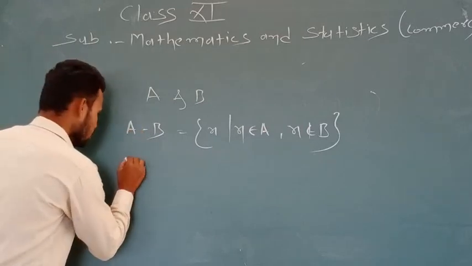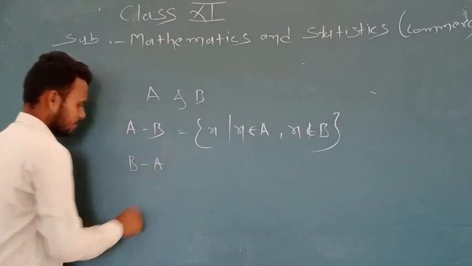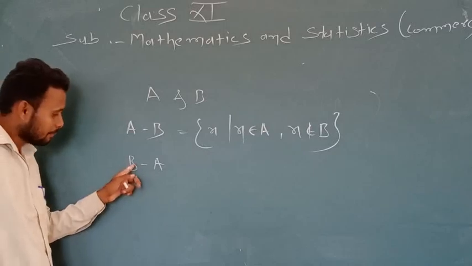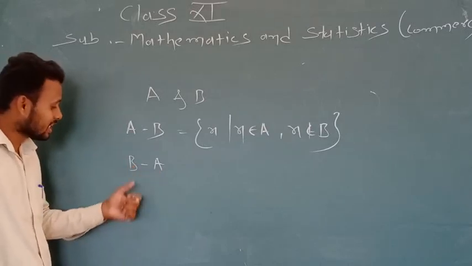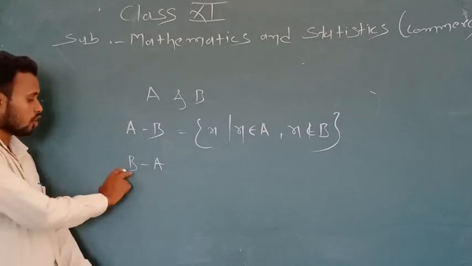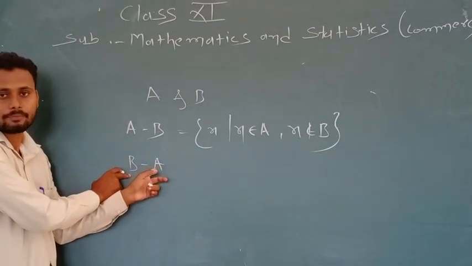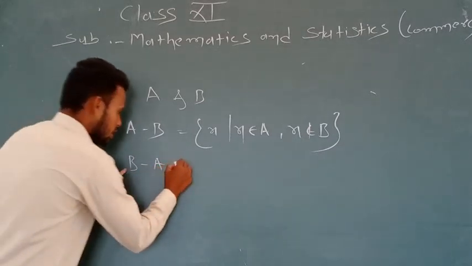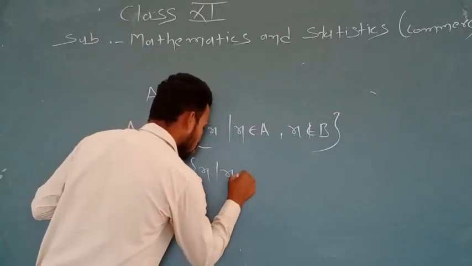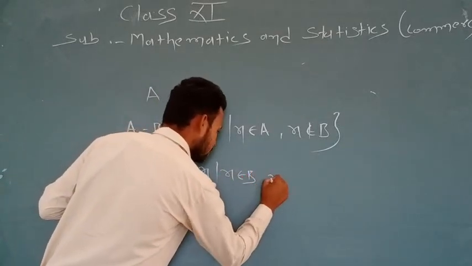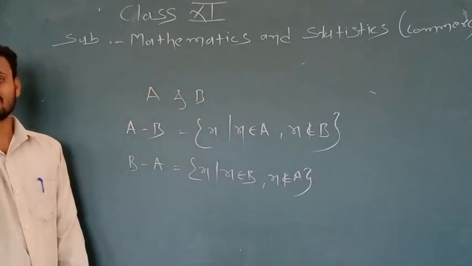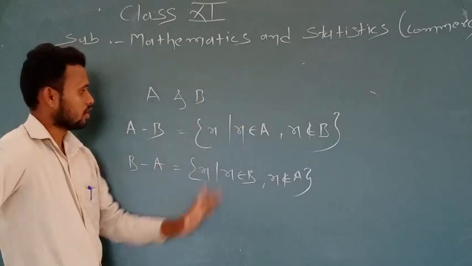Now next, B minus A. B minus A is called the difference between the set B and A. Definition also same. It is the set of all elements which belong to the set B but do not belong to A, equal to the set containing the element x such that all elements belong to the set B but do not belong to set A. That is called difference between two sets.